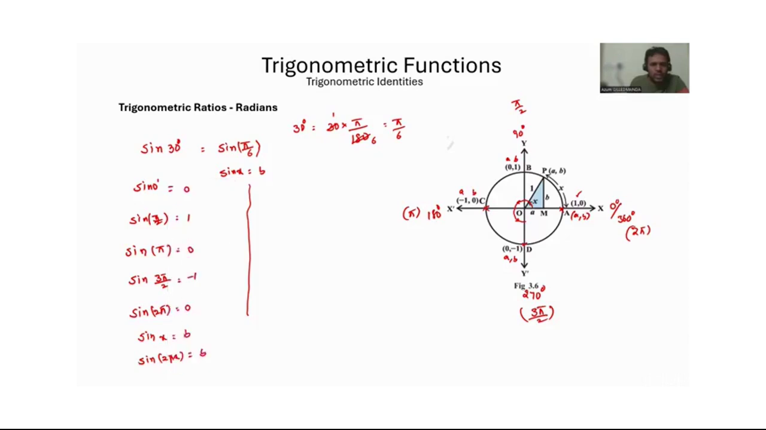So this we can write as sin of (2nπ + x). That will also be b, understood?